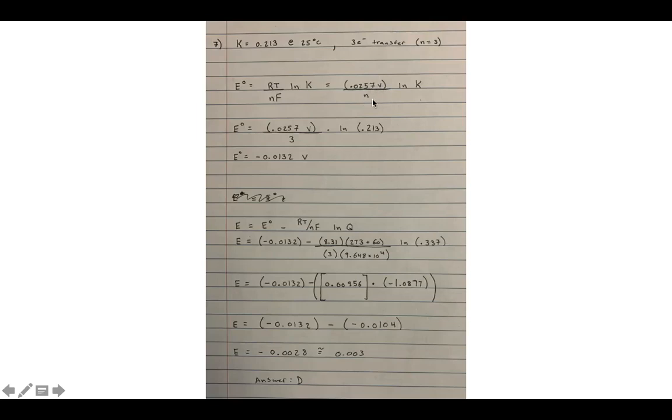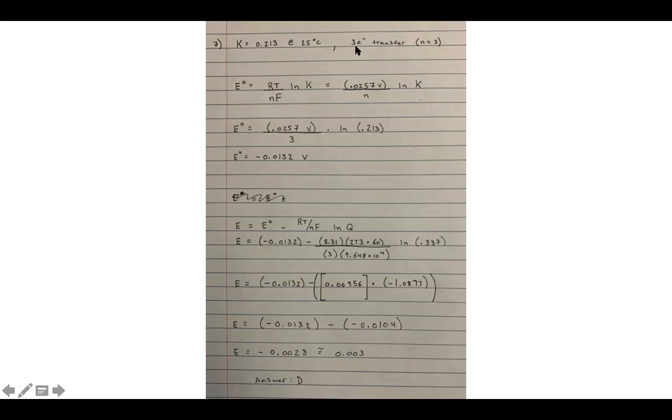0.0257 V, that's going to be divided by N, and you multiply it by the natural log of K. Now, you can only use this when you're at 25 degrees Celsius. But again, it's equivalent to just plugging in R, F, and T at 25 degrees Celsius. So I'm just going to use this slightly more simplified version.